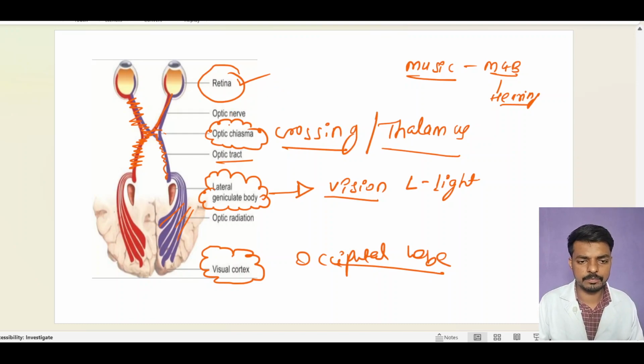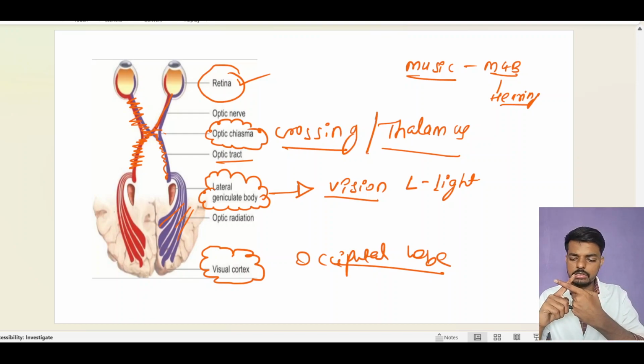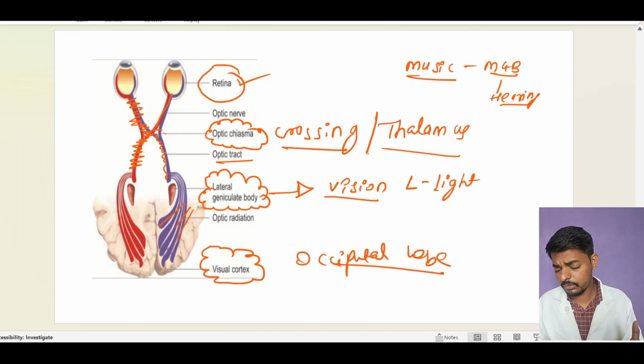And in which area is the optic chiasma present? It is present in the thalamus, where the two optic nerves cross each other like this. That area is called the optic chiasma. The body from which it radiates and which is responsible for vision is the lateral geniculate body. And the lobe in which vision is perceived is the occipital lobe.